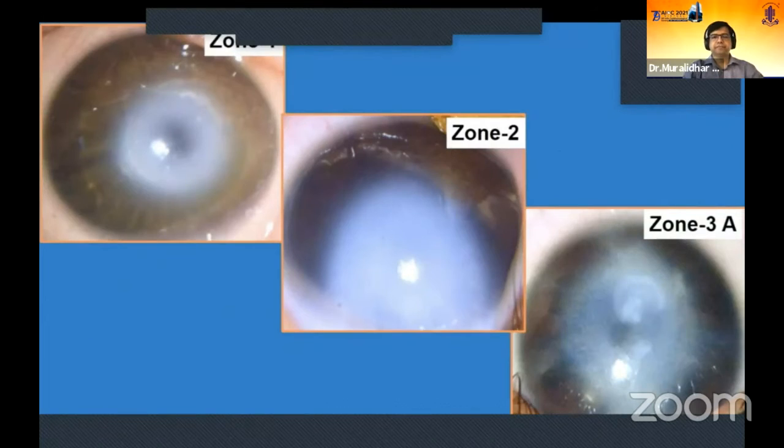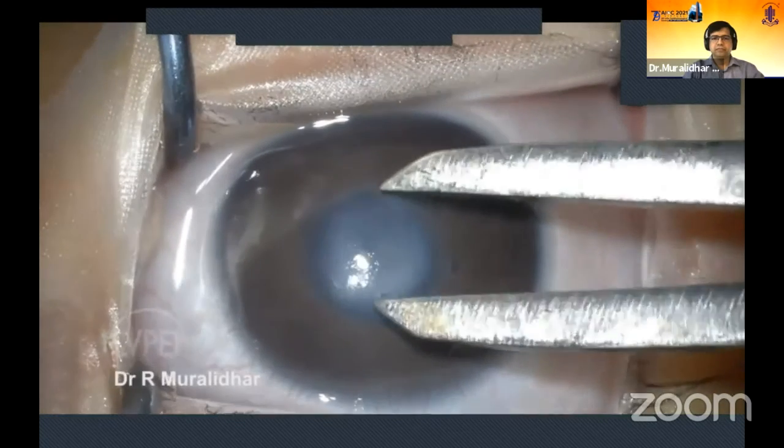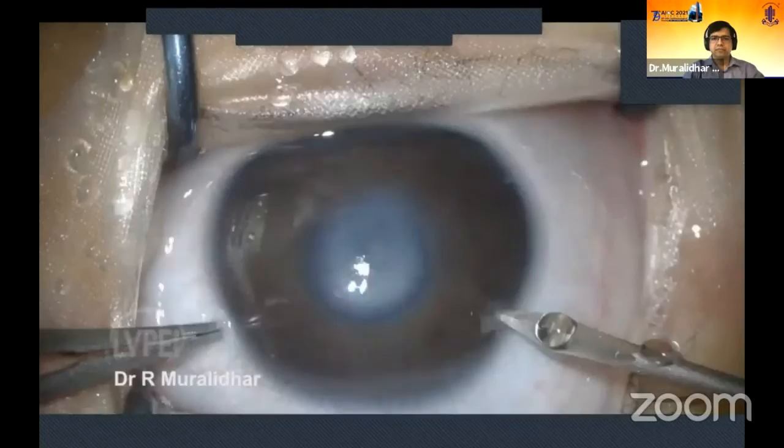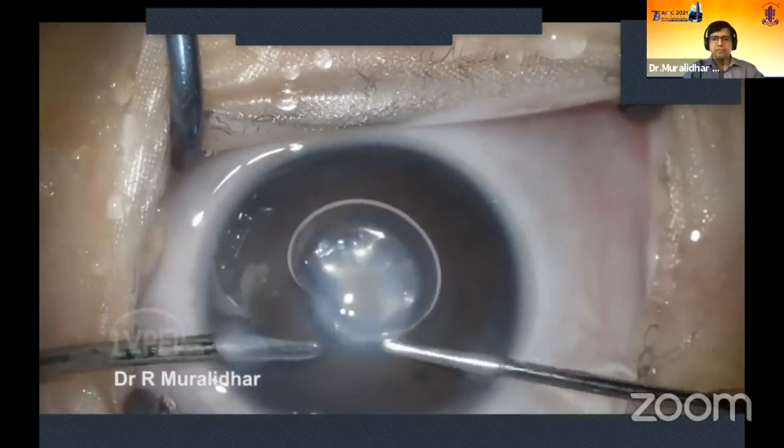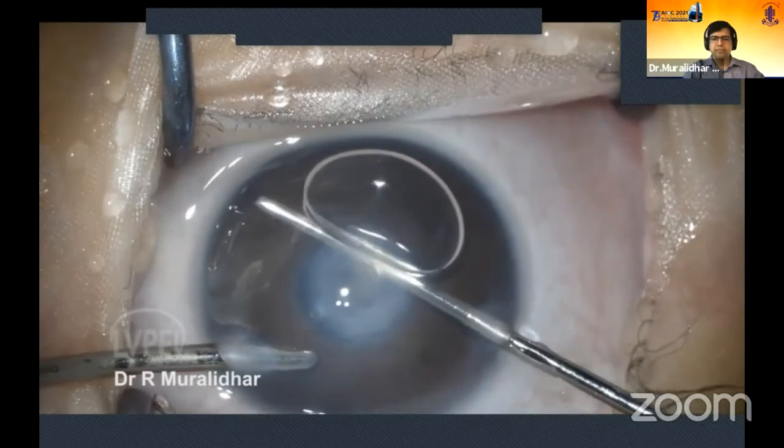Zone 3A is a near total corneal opacification. Zone 3B, complete corneal opacification. This is a technique demonstrating selective endothelectomy. Step 1, severing the communication between iris and cornea. Step 2, identifying the actual defect.